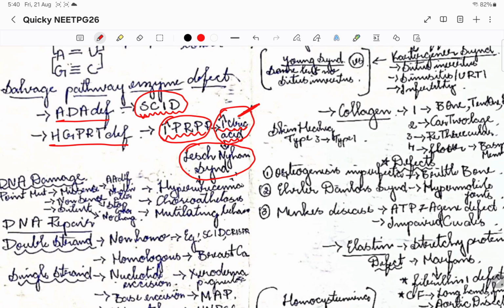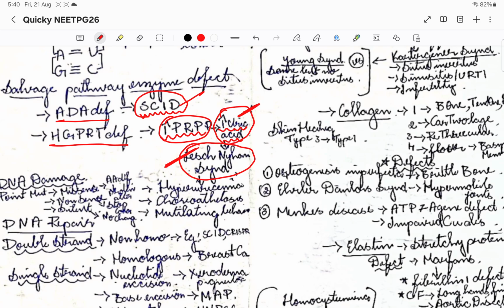Okay, you would have definitely heard these two names: SCID, which is severe combined immunodeficiency, and also Lesch-Nyhan syndrome, but you wouldn't have known what exactly those deficiencies, defects or the pathologies are. So what happens is, in the salvage pathway, I told you, right, it is where the already existing sugars will be forming the DNA material. It is nothing but recycling.